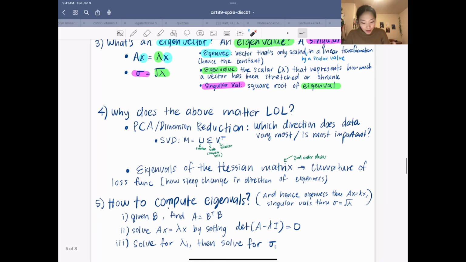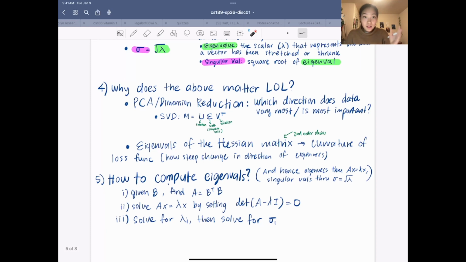Okay, and eigenvalues are also helpful when we're calculating the Hessian matrix, or the Hessian. That's basically just a matrix with a bunch of second order derivatives, but it can tell us the curvature of a loss function and basically how steep a change we have when we're evaluating a loss function. And that can also be very helpful.